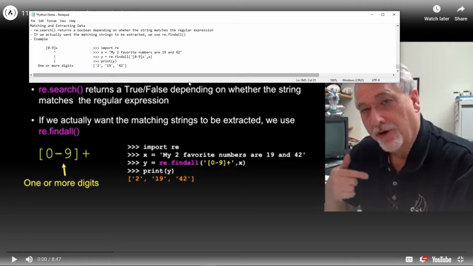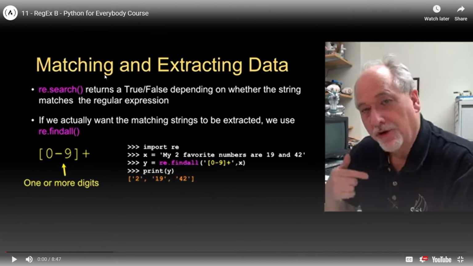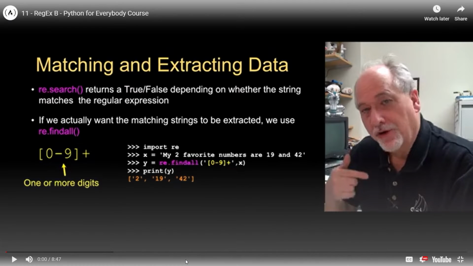Let's go over what's going on. So matching and extracting data. re.search returns a true or false depending on whether the string matches the regular expression, right? If we actually want the matching strings to be extracted, we use re.findall. All right. And so when we do re.findall, it's going to give us like a list, you know? Let me bring this back over and let's do maybe this. Okay, cool. So yeah, we do import re.